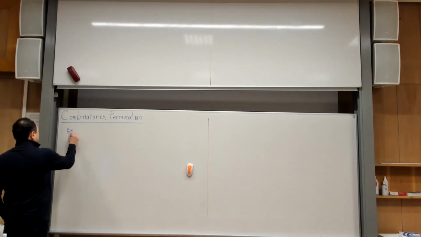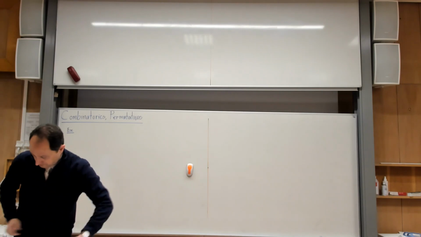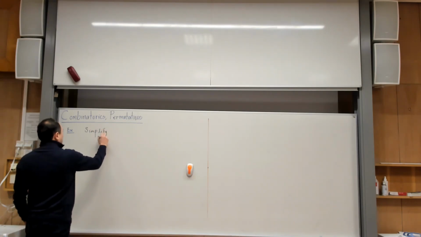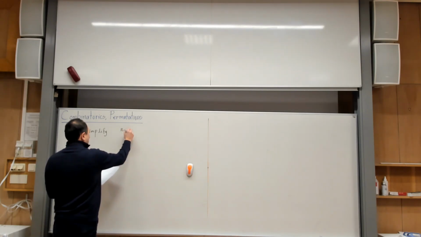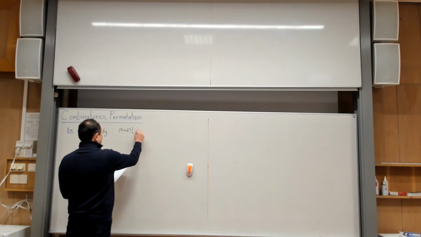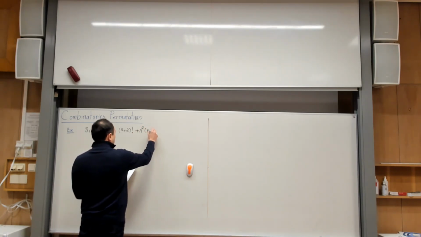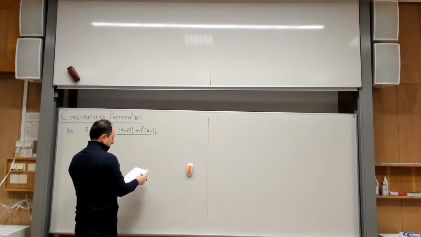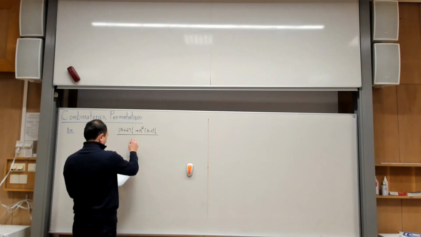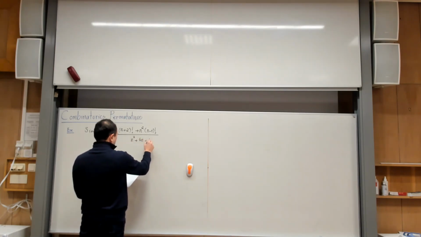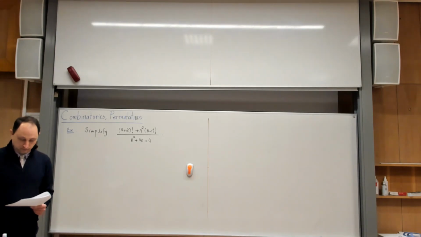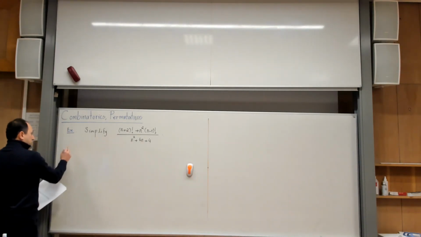So example: simplify this expression, (n plus 2)! plus n squared (n minus 1)!, and then divided by n squared plus 4n plus 4. Another example I will write, you can start working on this.